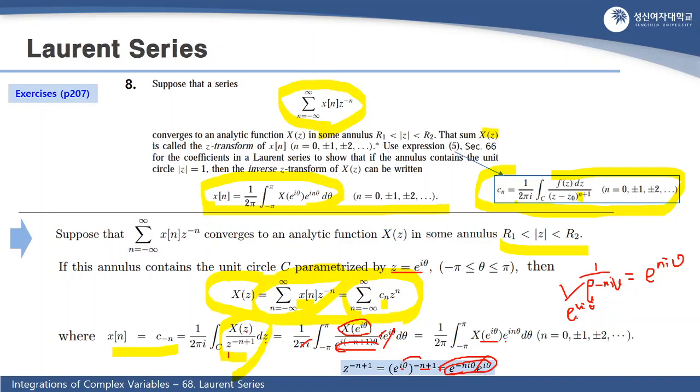Then we get this identity. Actually, from this equality, we get dg equals i times e to the i theta d theta by differentiating both sides. Okay, then this is the desired result for the problem.